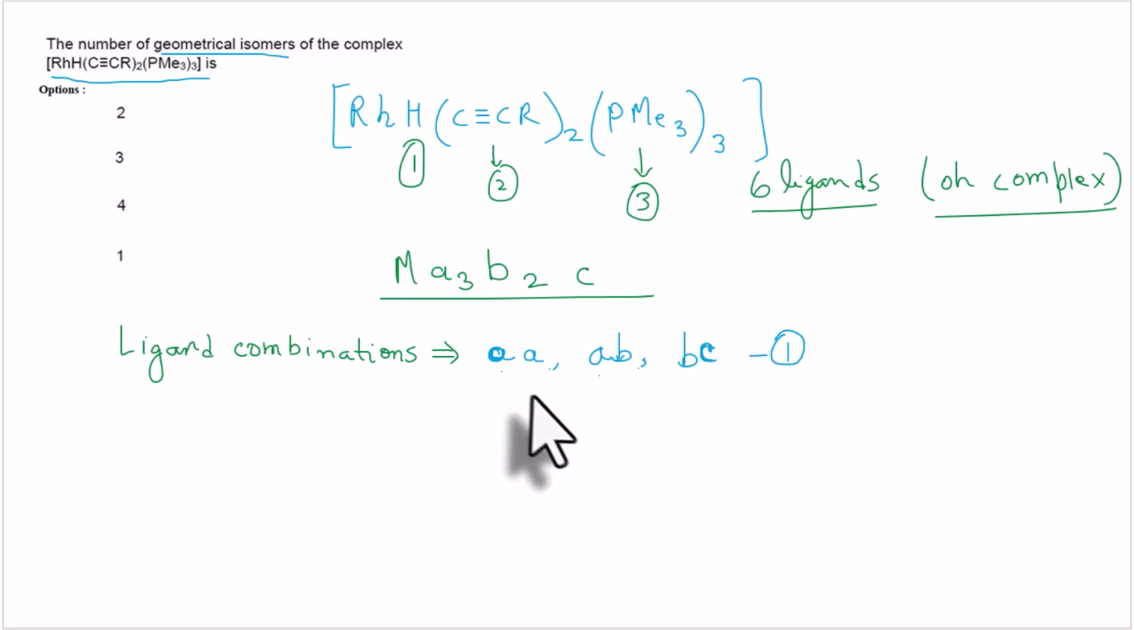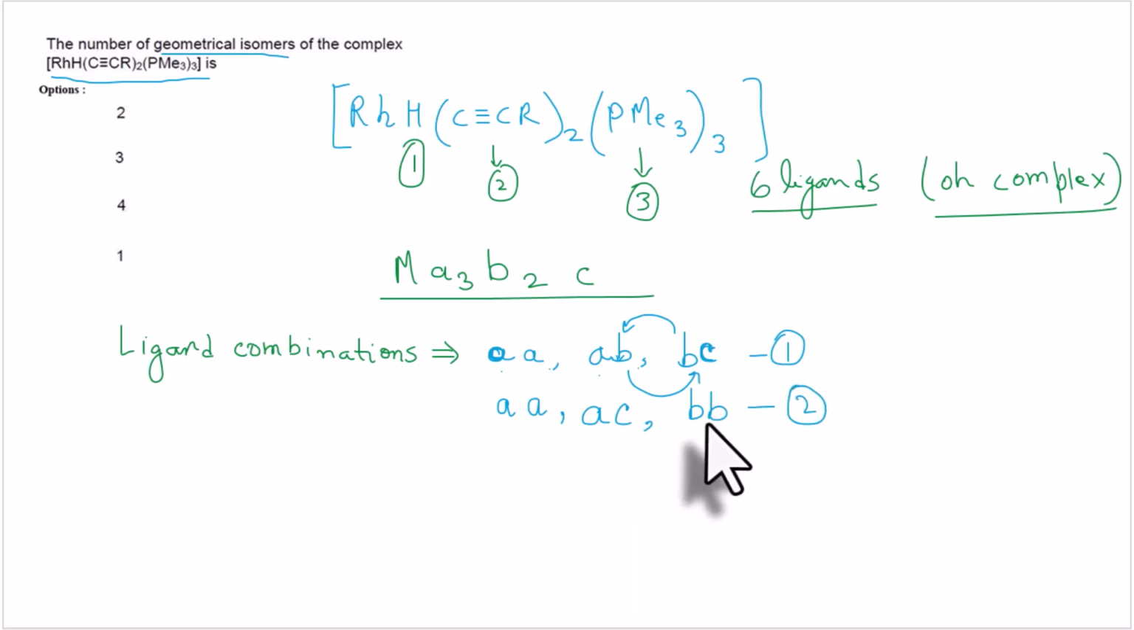Then again, do we have any other possibility with AA? Yes, we have. So MAA, and if we interchange these positions, then we have A now with C and then we have B and B. This is the second possibility. So MAA, AC, BB. Here also we can see 3A ligands, 1C ligand and 2B ligand. So this is the second possible ligand combination.